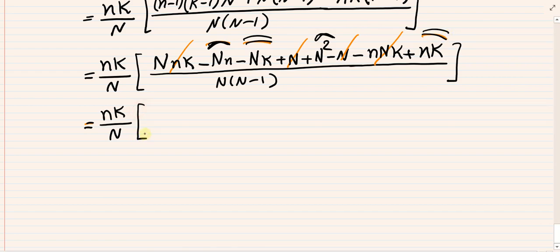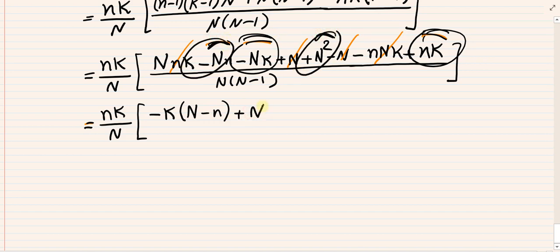First, my nk's. If I factor a negative k out, I'm looking at this one and this one, factor negative k out, so that's going to give me what? Capital N minus n, right? And then factor an n from the other two, from this one and this one, factor an n out, so I get n, capital N minus n.